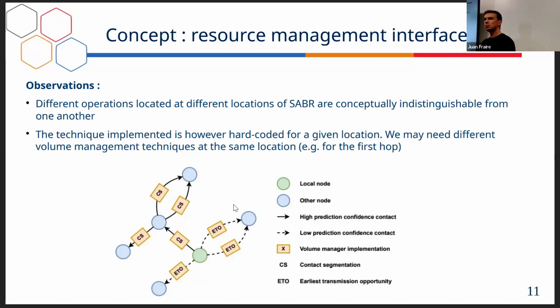So for short range links, which are from the local node, you might still want to use ETO, but then contact segmentation for the first stop with long range neighbors, this is something which is currently not possible with CGR.